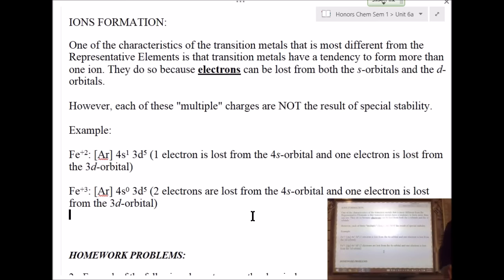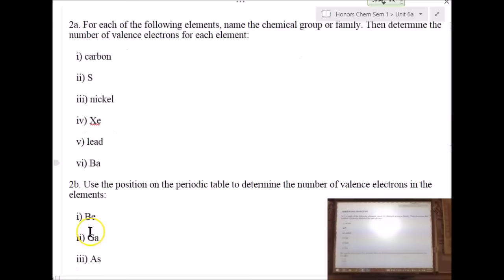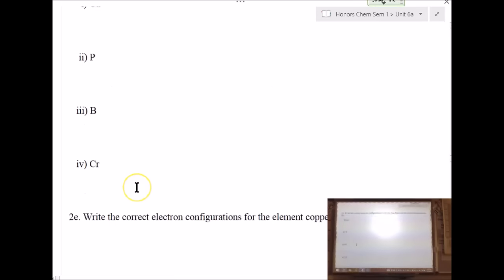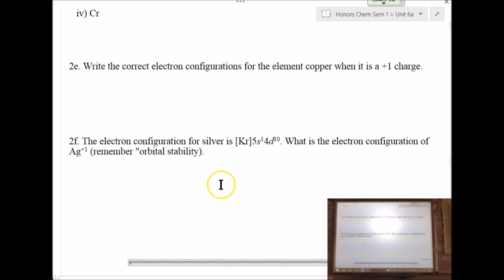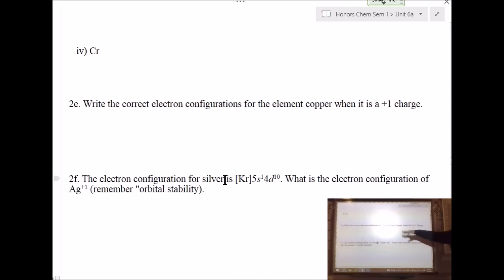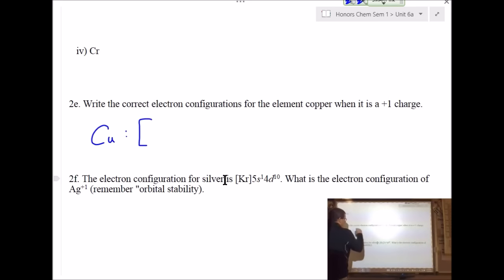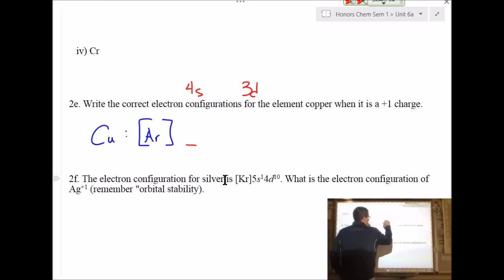All right. So the homework, all of those look good. I do want to work out one. Here it is. So 2E, we'll write out 2E because this will be the last time you see it. Write out the correct electron configuration for the element copper when it has a +1 charge. Okay, so copper, and I'm going to do the modified. I like this. This is a nice little hybrid. 1, 2, 3, 4, 5. So let's say it's got 1, 2.